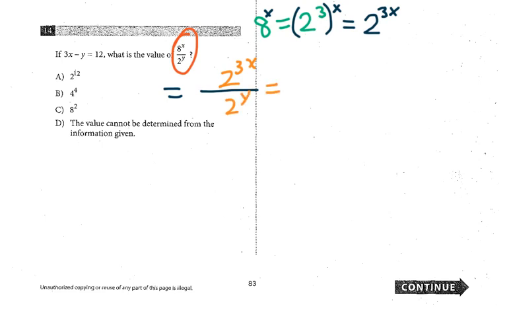This is a division of powers. Subtract the exponents, then you get 3x minus y. Since 3x minus y is 12, your answer will be 2 to the 12th power.